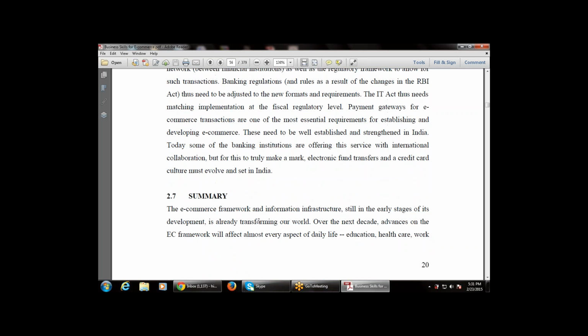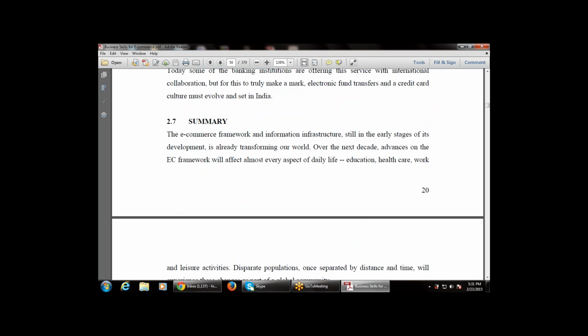Now, the summary. This says the e-commerce framework and the information infrastructure. This is the summary, the ending of the chapter, what the chapter includes. The first paragraph says e-commerce framework and information infrastructure are still in the early stages of development, still in the growing stage.